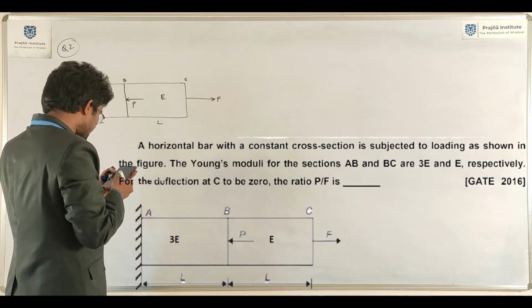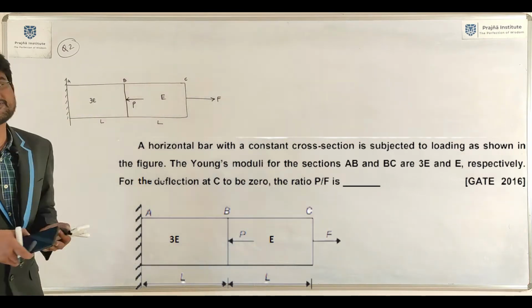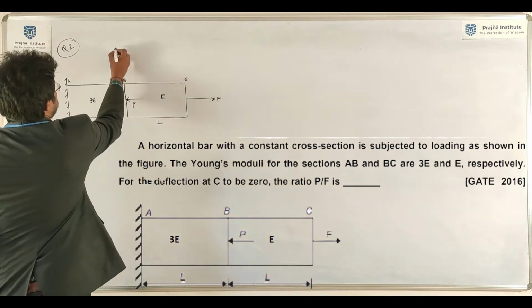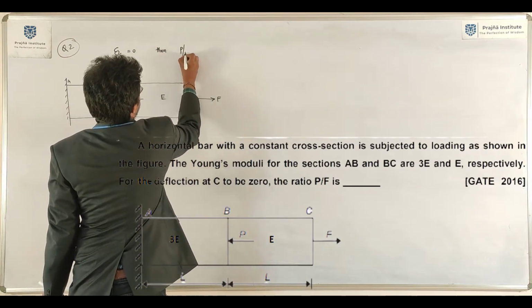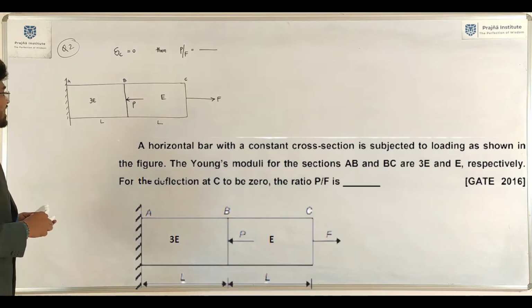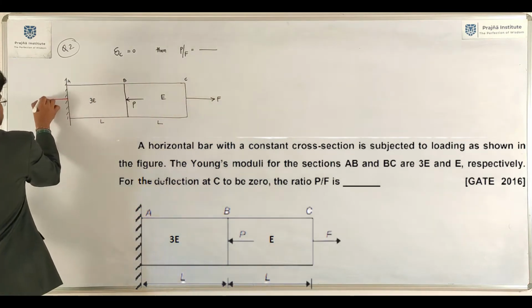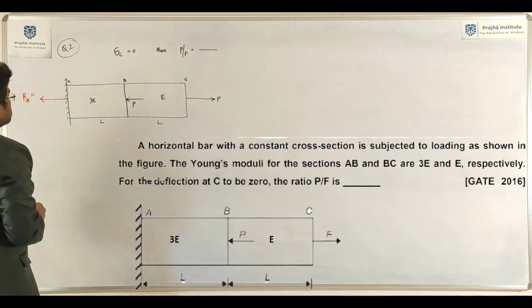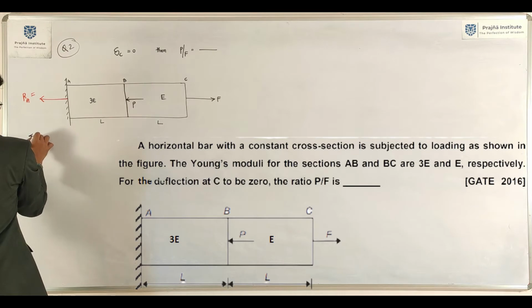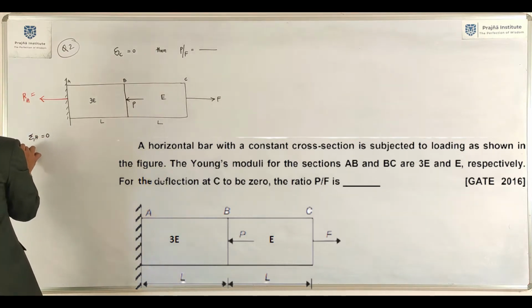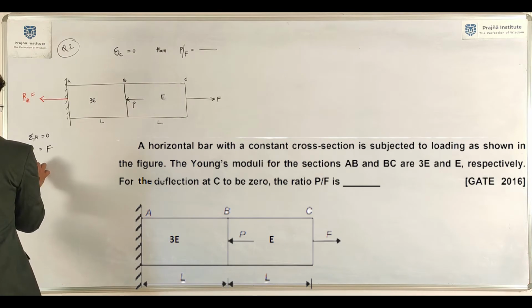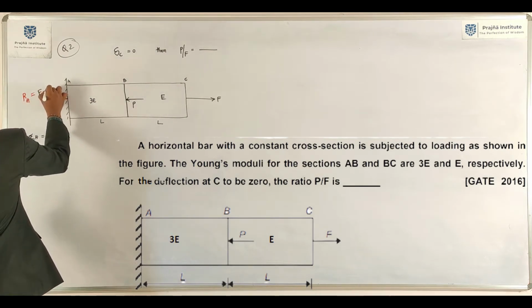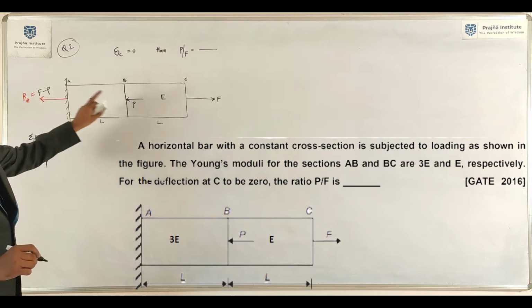The deflection at point C is to be 0. Delta C equivalent to 0 is given. Then P by F equal to what? It is very simple. Here just take sum of the left forces equal to sum of the right forces. Yes, sigma H equivalent to 0. Then RA plus P equivalent to F, so RA equivalent to F minus P.